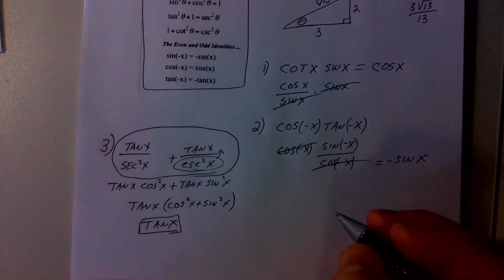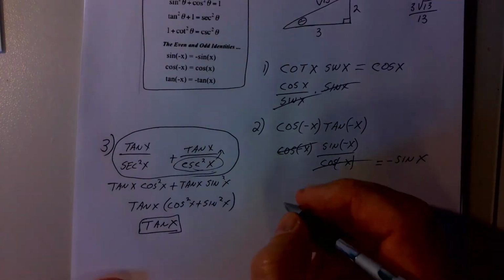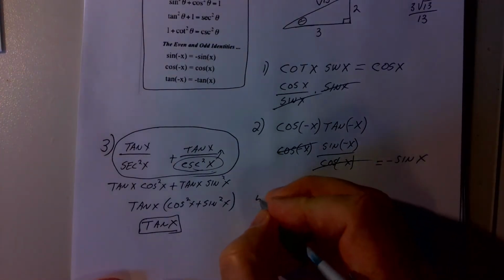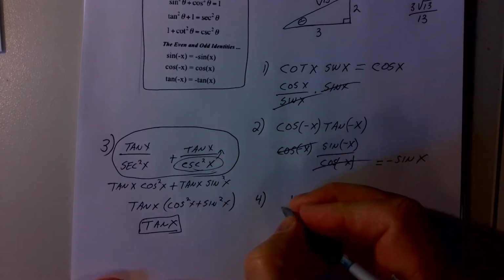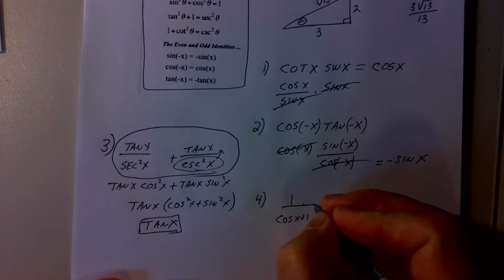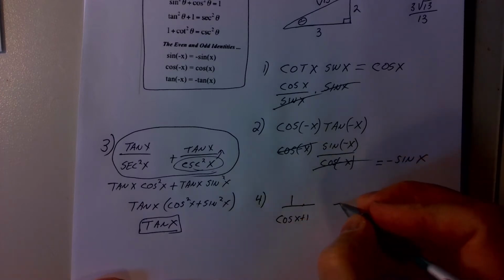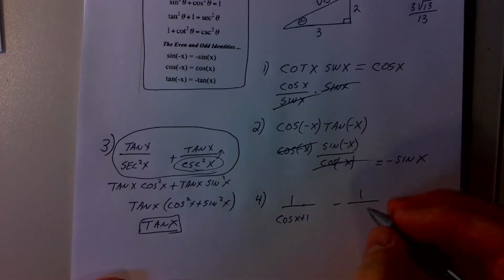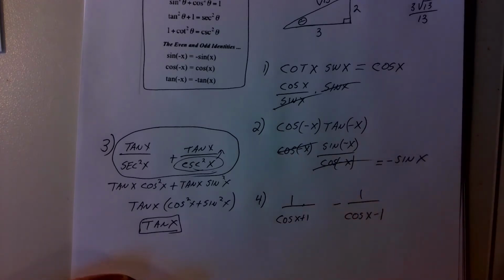The next one I'm going to do, and hopefully this is okay, I'm going to use some algebra properties. So I've got 1 over cosine x plus 1, like this. And then I've got a minus, 1 over cosine x minus 1. And my goal is, can I make this thing a lot smaller? Can I simplify it down to something that's a little bit tinier?